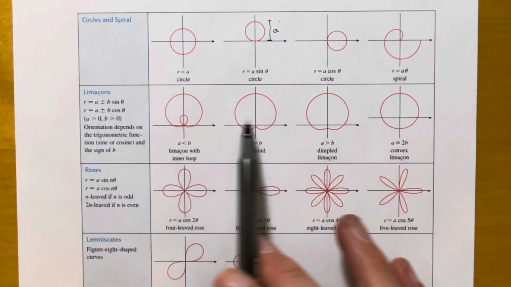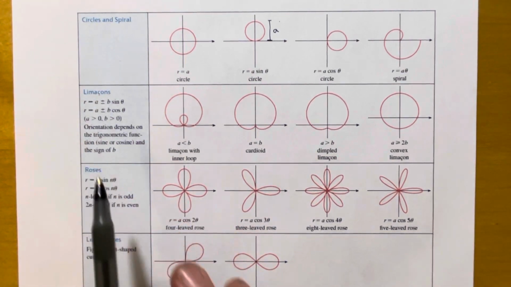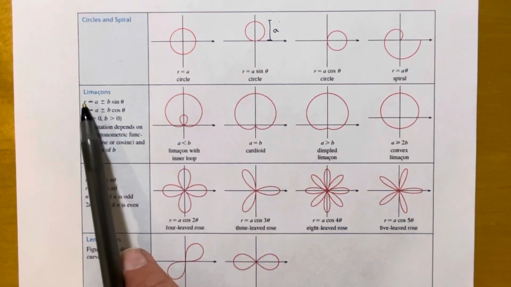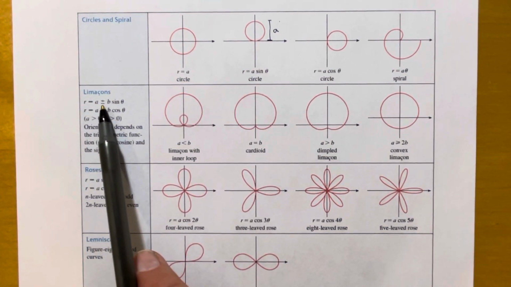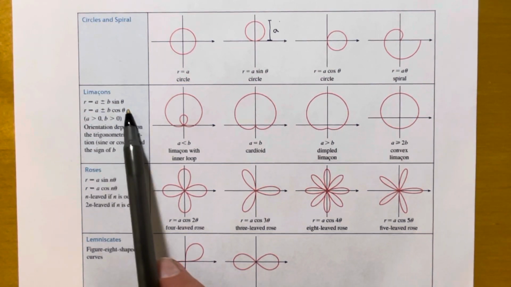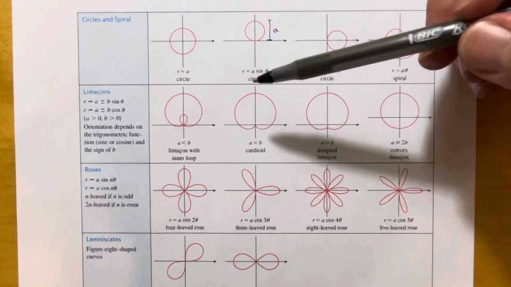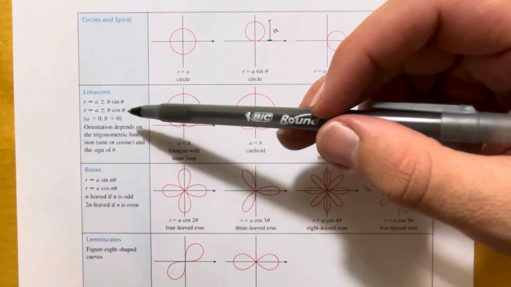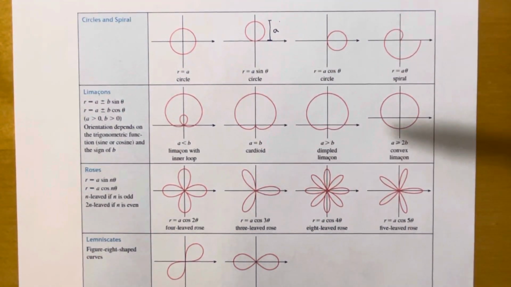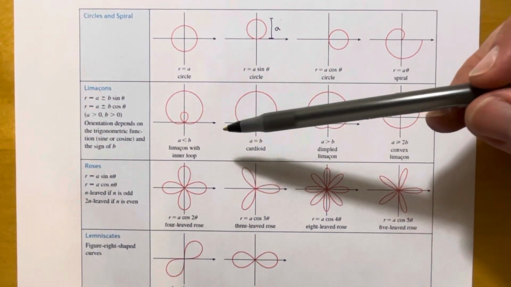This next class of curves are what we call limacons. Notice the C has this little tail there, so limacon is how we pronounce that. These always come from equations of the form R equals A plus or minus B sine of theta, or R equals A plus or minus B cosine of theta, and here we're assuming that both A and B are positive numbers. There's a little note here that says orientation depends on the function sine or cosine and the sign of B, the coefficient. But here we have the 4 different types of limacons that can occur.